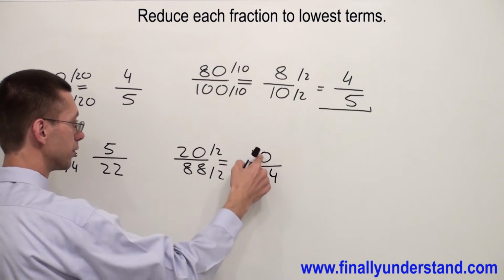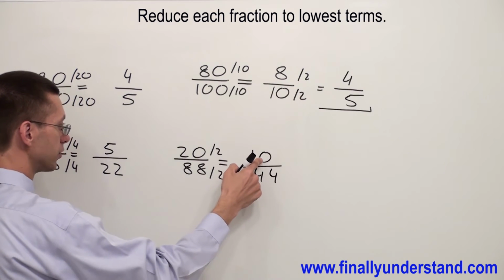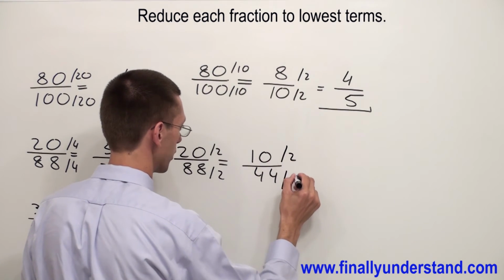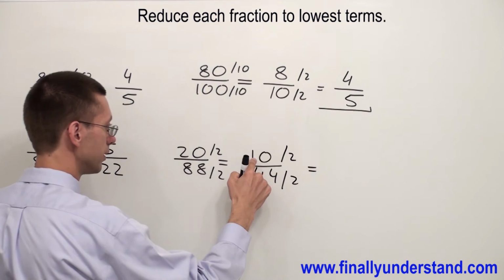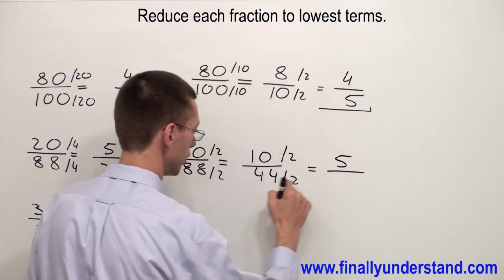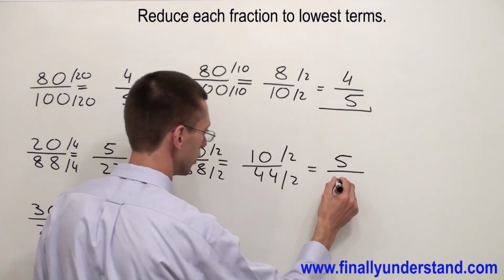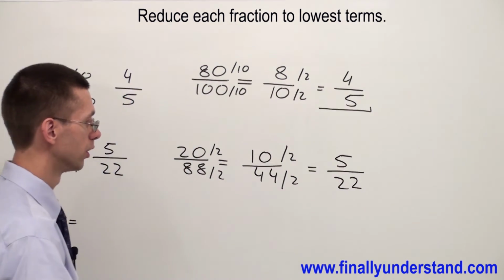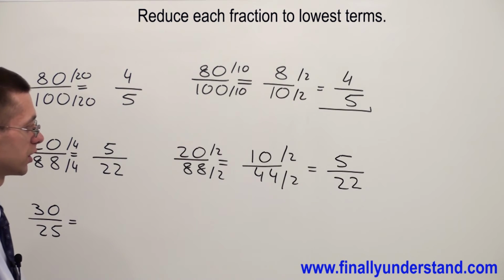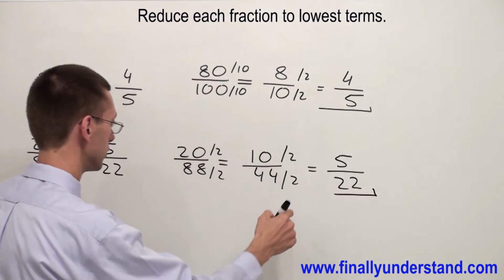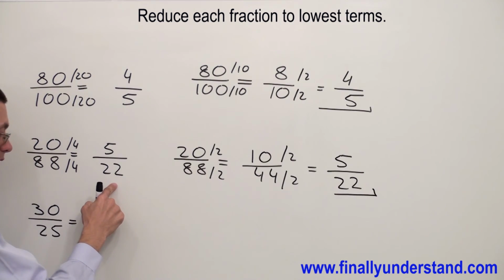Again, we are dealing with even numbers. I have 10 and 44. Even numbers are always divisible by 2. 10 divided by 2 is 5. 44 divided by 2 is 22. Now, I have 5 over 22. And at this moment, I'm not seeing any common factor which would reduce this fraction. So this is the answer for my problem. As you can see, this is exactly the same thing which I got at the beginning.